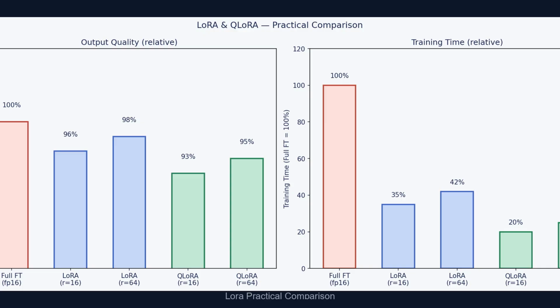QLoRA at rank 16 scores 93% quality in 20% of the training time, and at rank 64, 95% quality in 25% of the time. The trade-off is clear. You give up 2 to 7 percentage points of quality and gain 58 to 80% of your training time back. For most practical applications, that's an excellent exchange. The quality numbers also confirm that increasing rank from 16 to 64 recovers roughly half the gap between QLoRA and full fine-tuning. Useful to know when you're deciding whether a higher rank is worth the extra memory cost.